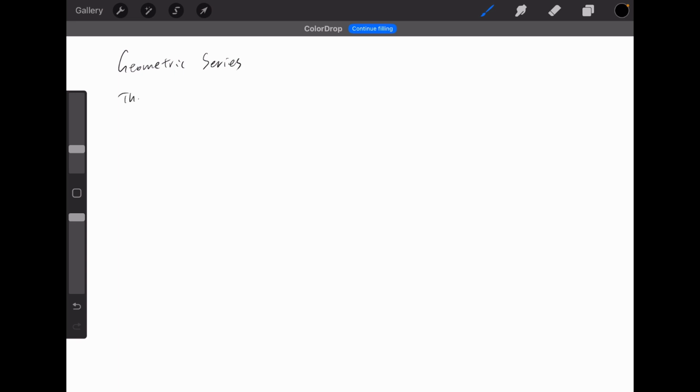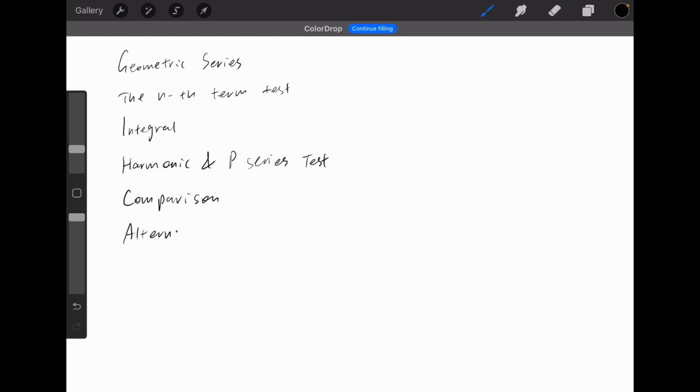the nth term test, the integral test, the harmonic and p-series test, and then the comparison test, the alternating series test, and lastly the ratio test.